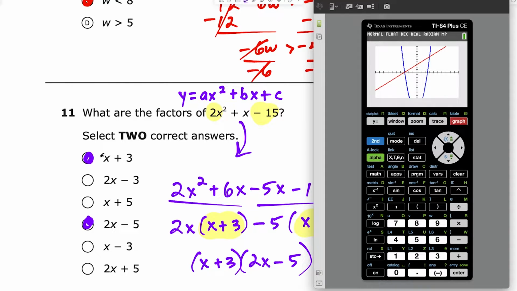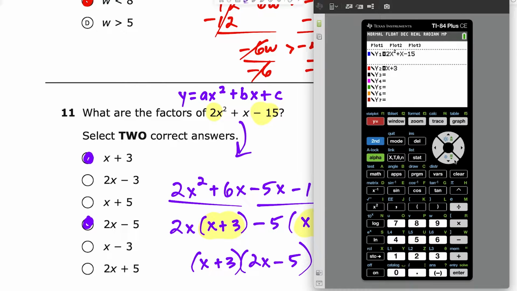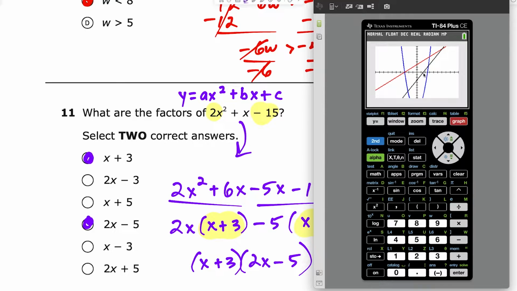So that tells me right away x plus 3 is one of the factors because the root that I'm getting from there is matching this. That's just something to be mindful of. Now, if I want to play this guess and check game, I can go down the line and just start typing in the rest. Like I could do 2x minus 3 and see which other ones are going to match up here. But watch, when I type in one of the wrong answers, you can see that it's not hitting the root at the same place.